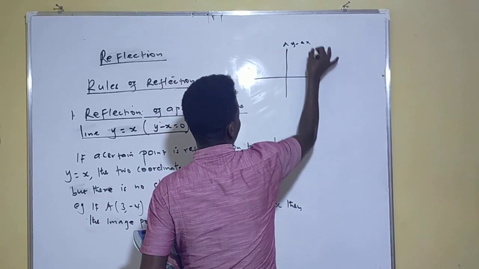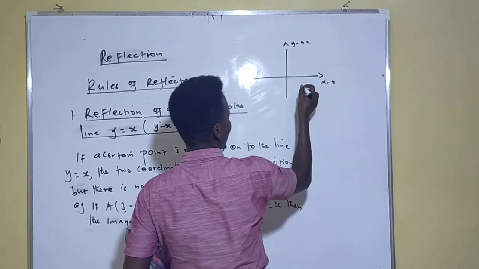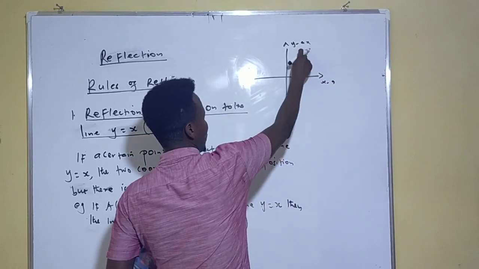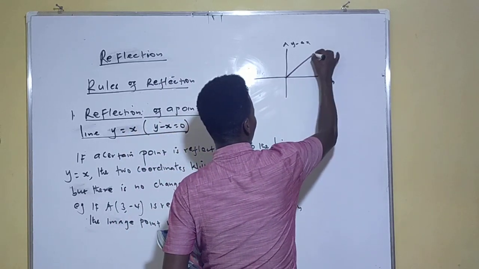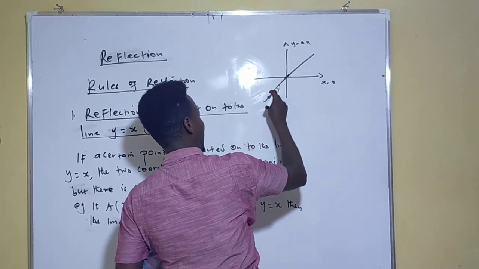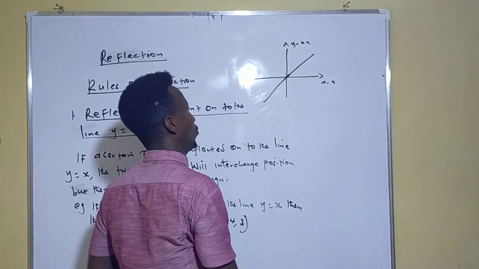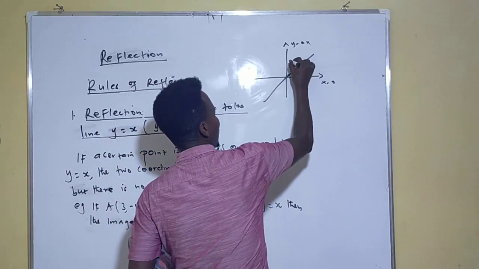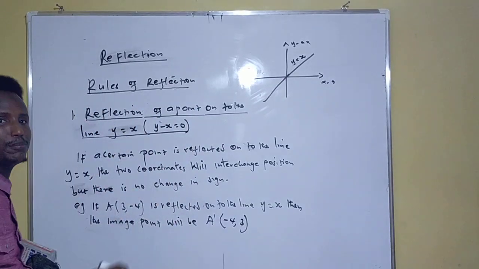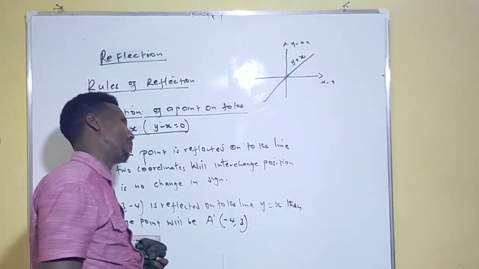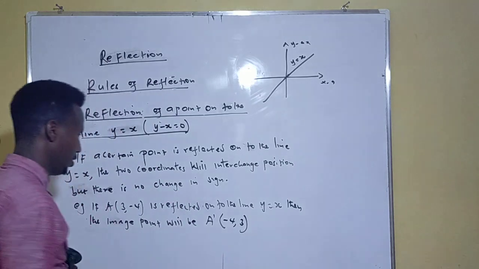So this is the y-axis and this is the x-axis. So this is what you normally call the first quadrant, second quadrant, third quadrant, fourth quadrant. So your line will pass through the first quadrant and the third quadrant. On top of this line, you're going to write y is equal to x. And that line must be drawn during examination or any other time when you're solving.